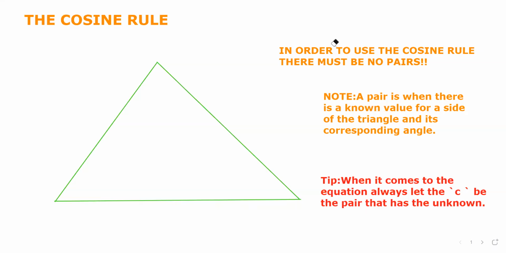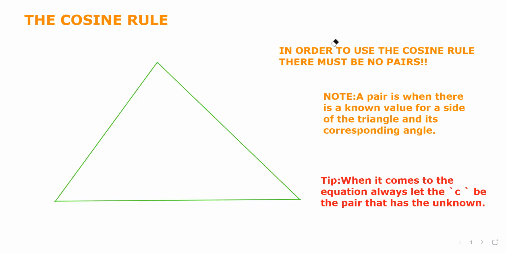Alright guys, so today we'll be going through the cosine rule. So just to recap, the cosine rule and the sine rule go hand in hand. You need to use those two rules in order to calculate angles and sides for irregular triangles. In simple terms, these types of triangles are triangles that are not right-angled.